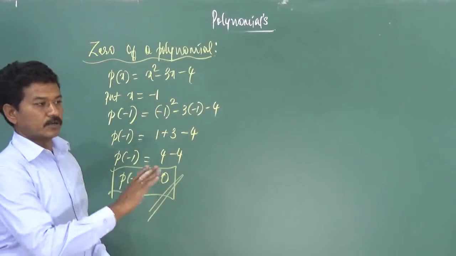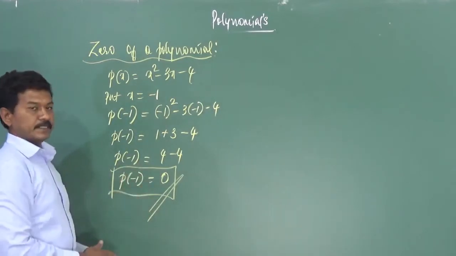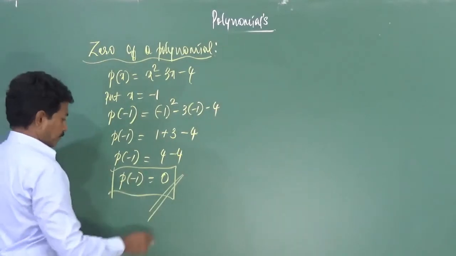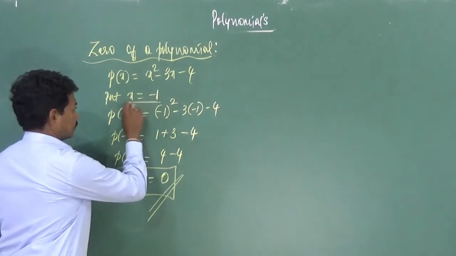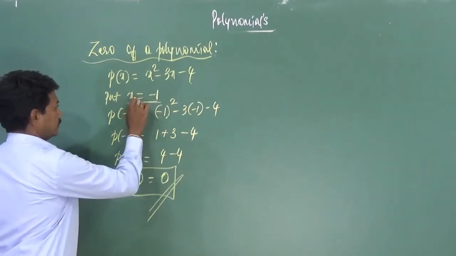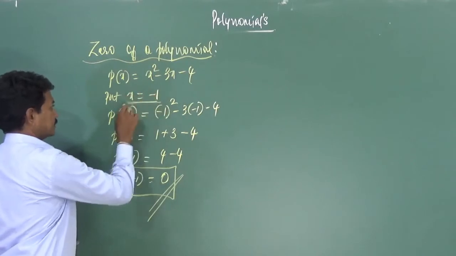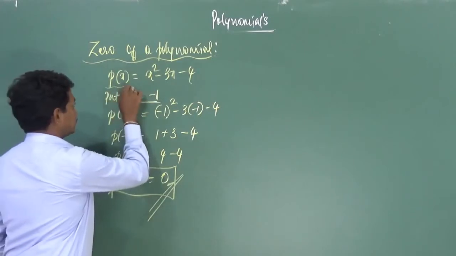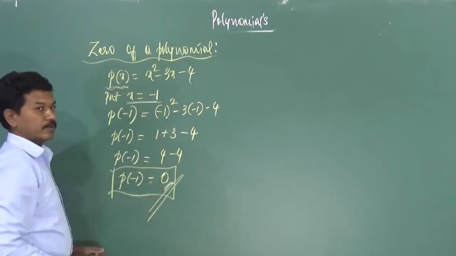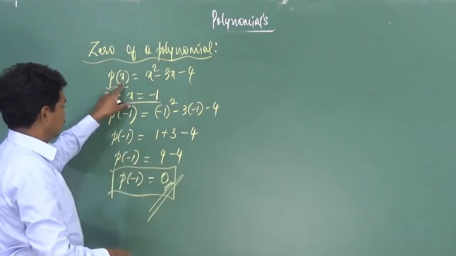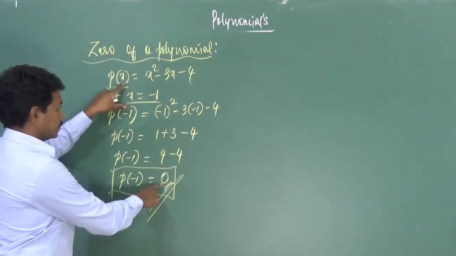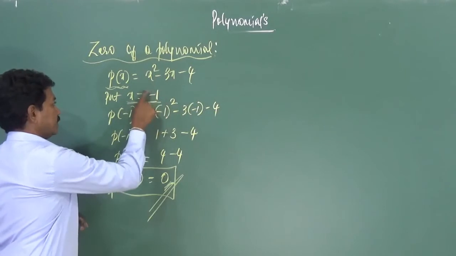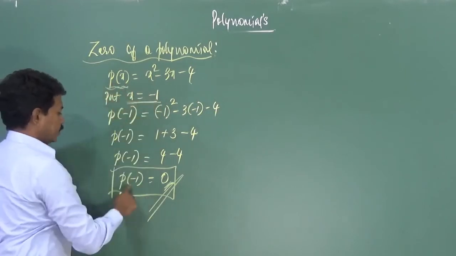That's very important here. When you substituted the value of x is equal to minus 1 in the place of x and simplified, you got 0. In the sense, you made this polynomial p of x equal to 0 by substituting x is equal to minus 1. This minus 1 made p of x become 0.